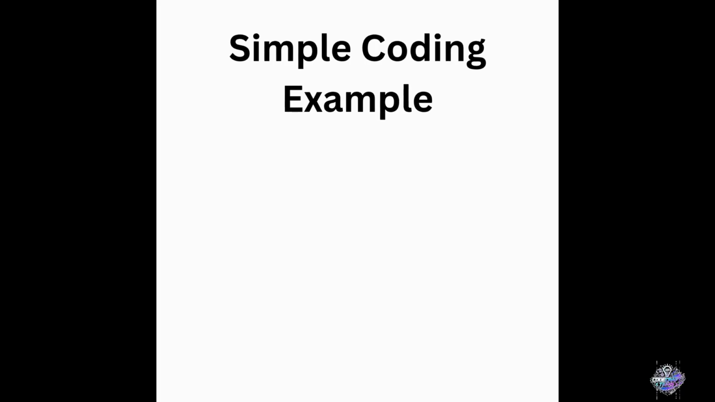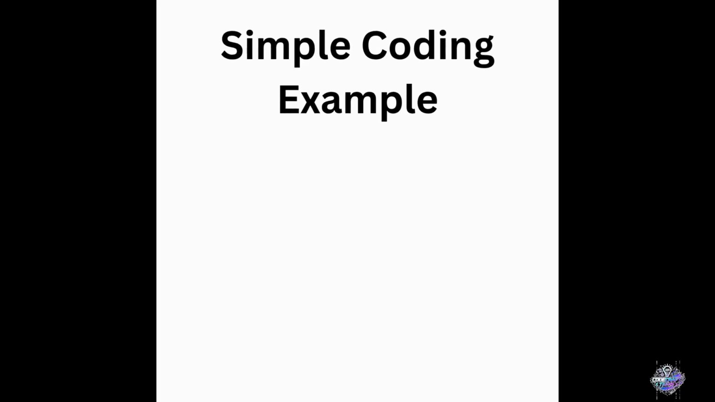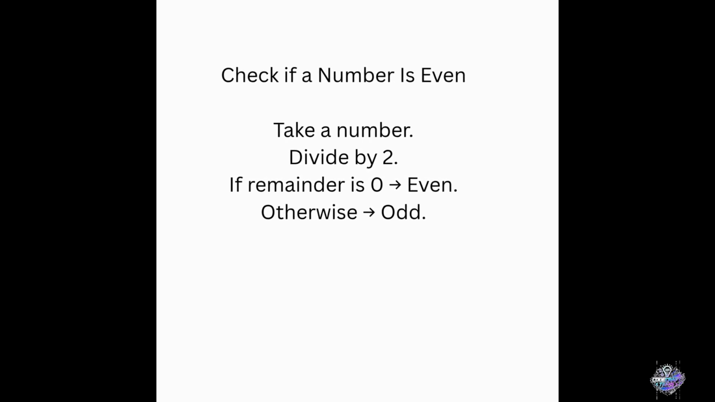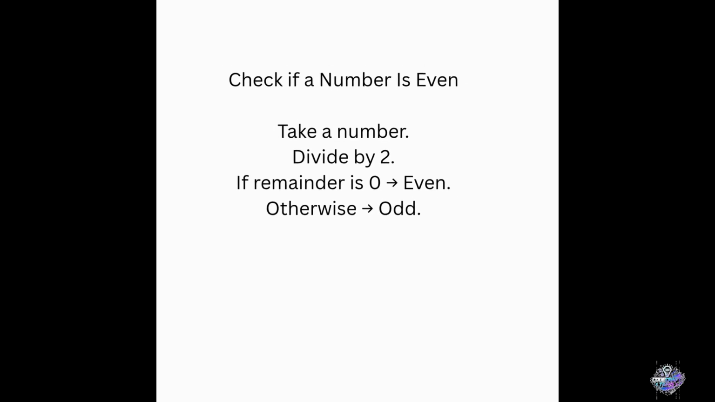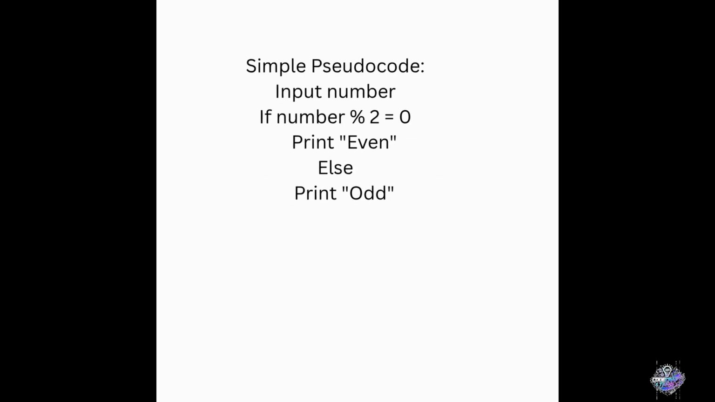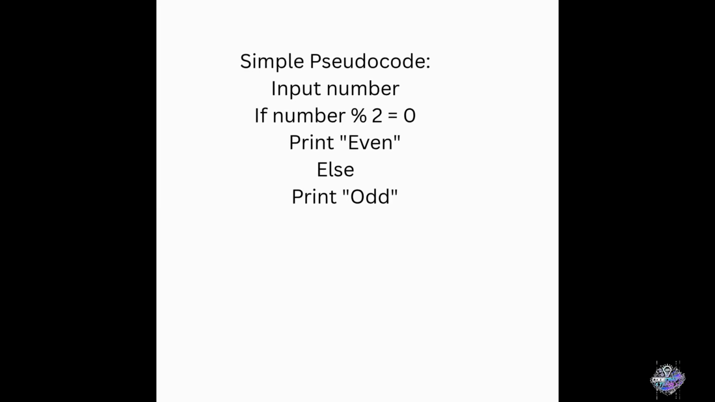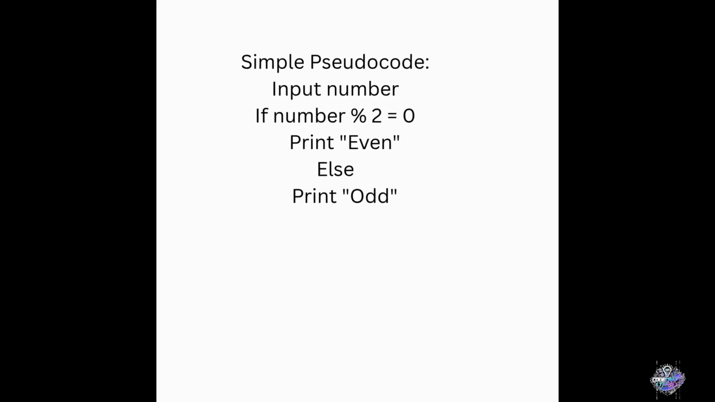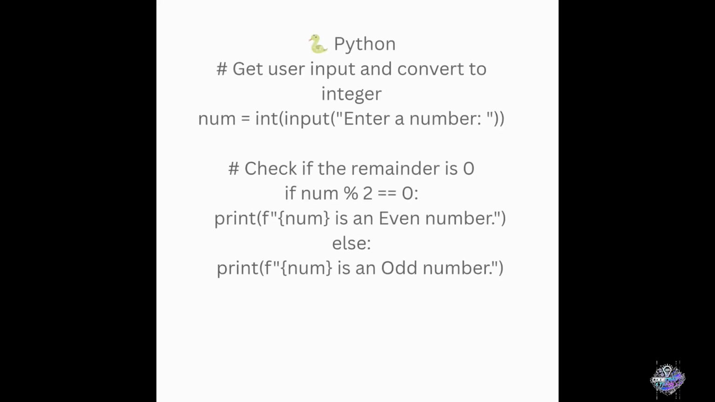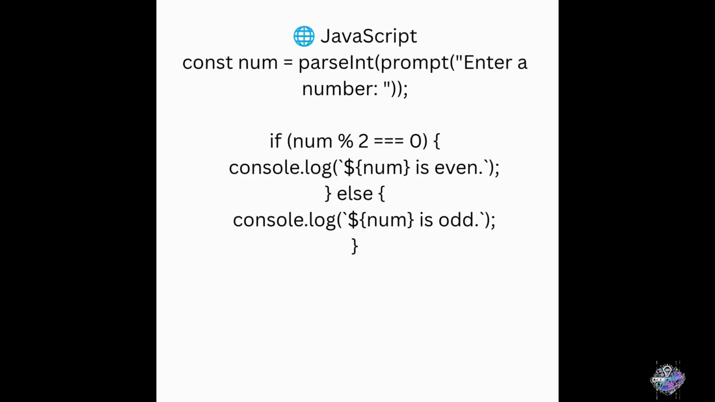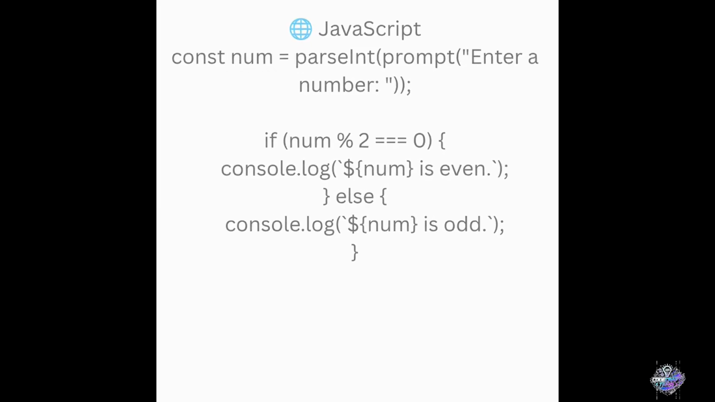Simple coding example. Example algorithm: check if a number is even. Take a number. Divide by 2. If the remainder is 0, it's even. Otherwise, odd. Simple pseudocode: Input number. If number % 2 is equal to 0, print even. Else, print odd. This is an algorithm written in a way that a computer can understand.